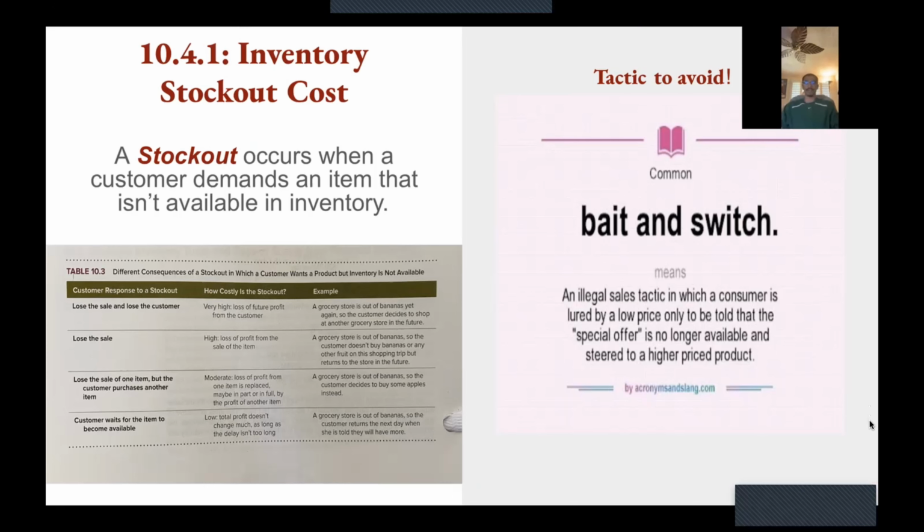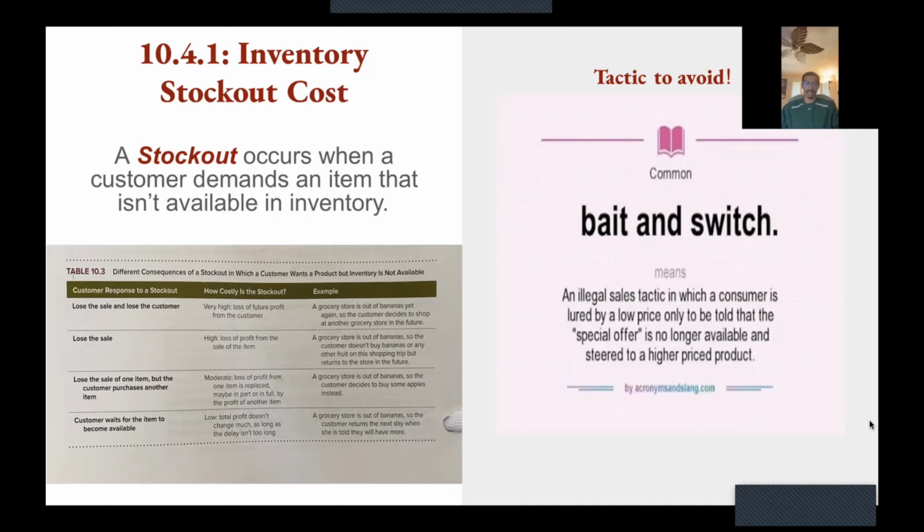Hello class, my name is Justin Smith and I'll be going over section 4 of chapter 10 titled Inventory Stockout and Holding Costs. In the previous sections, my group mates discussed the reasons for inventory and explained how to measure it. And now we need to become a little bit more precise in regards to the various costs associated with either not having inventory or holding on to it.